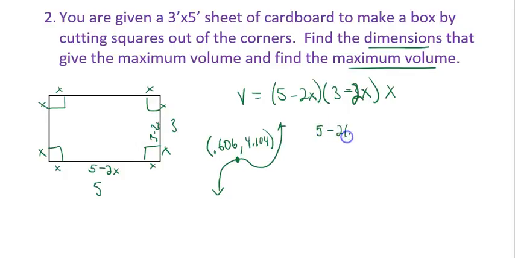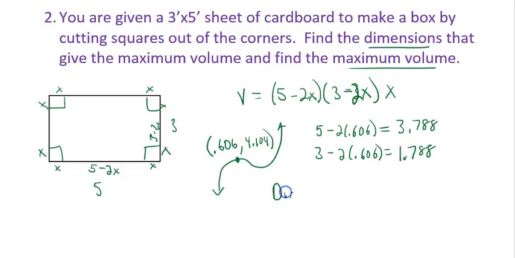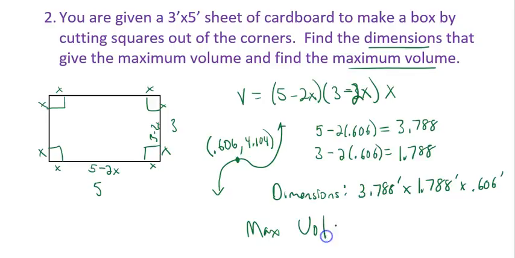So 5 minus 2 times my x, which is 0.606, will give me 3.788. And then the other one, 3 minus 2 times 0.606, will give me 1.788. So the dimensions that I'm finding, length times width times height, would be 3.788, and this was in feet, by 1.788 feet by 0.606 feet. And then again, the max volume is really easy because it's already the y value of that point. It's just the 4.104 feet cubed.